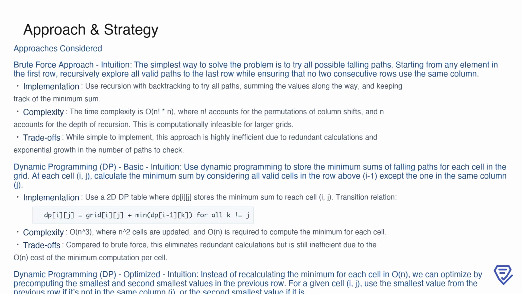Finally, we arrive at an optimized dynamic programming approach. Instead of recalculating the minimum for each cell in O(n), we can dramatically speed this up by pre-computing the smallest and second smallest values in the previous row. This allows us to use the smallest value directly unless it happens to fall in the same column as our current cell, in which case we use the second smallest value. This optimization significantly reduces time complexity while maintaining the clarity of the problem's solution.